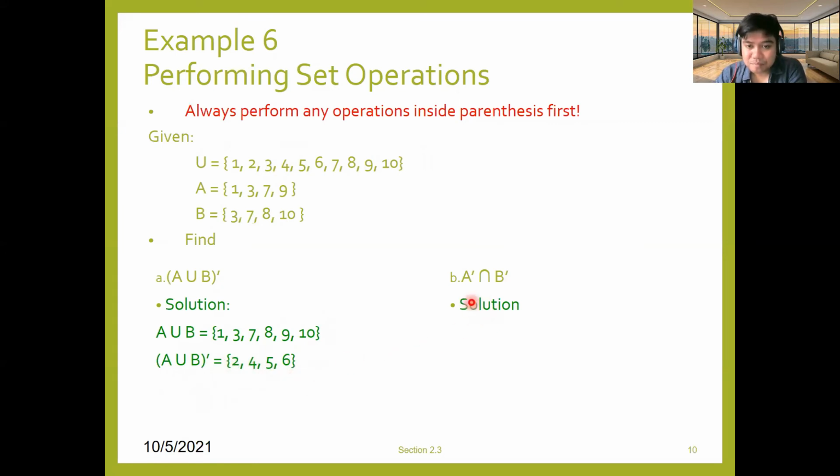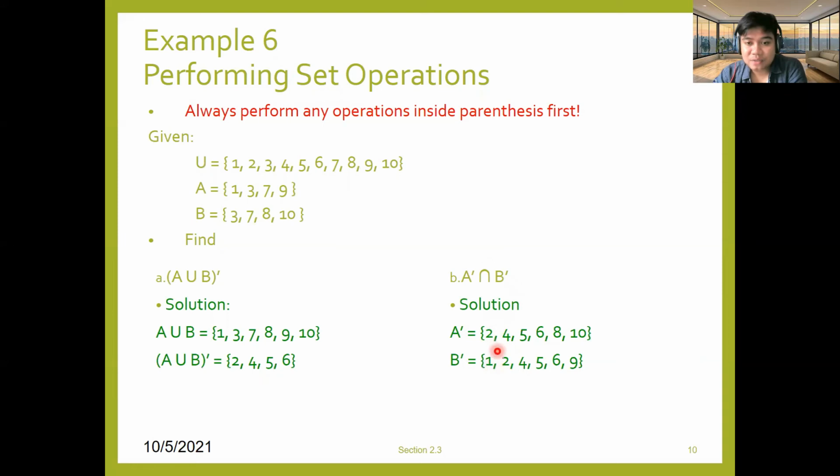Next, we have A prime intersection with B prime. Ang una natin gagawin is kunin natin yung A prime tapos B prime. So, ang A prime is equal to, so, since A ito, 1, 3, 7, 9. Para makuha natin yung A prime, aalisin natin itong mga to doon sa universal set. So, ang matitira will be 2, 4, 5, 6, 8, and 10. Next, for B prime, alisin ulit natin yung 3, 7, 8, 10 dun sa ating universal set. That will give us 1, 2, 4, 5, 6, and 9.